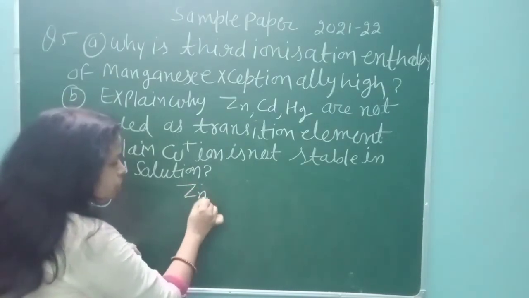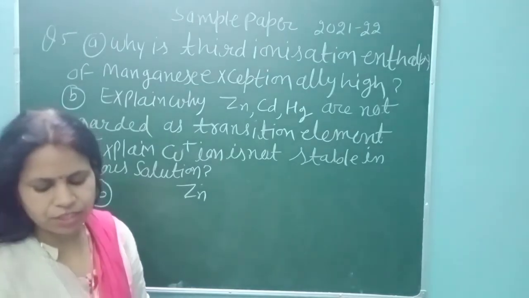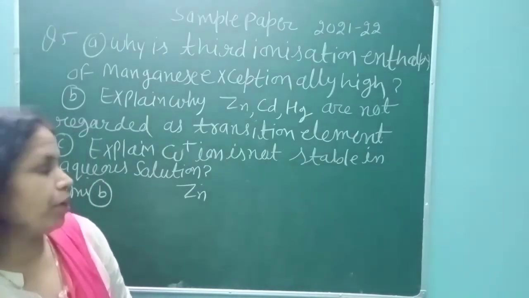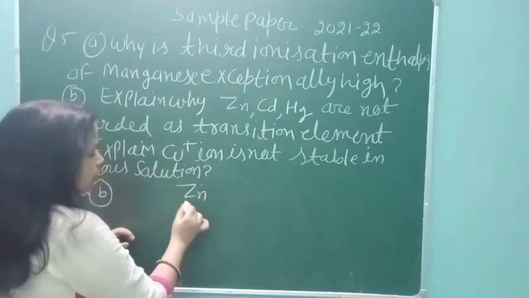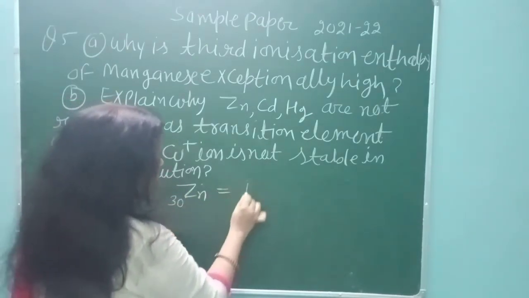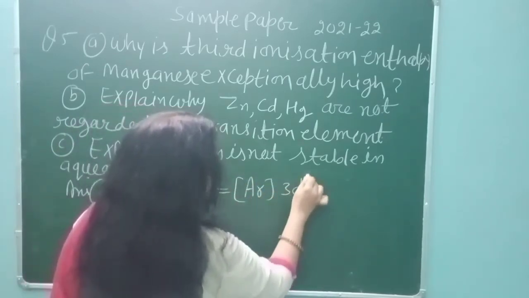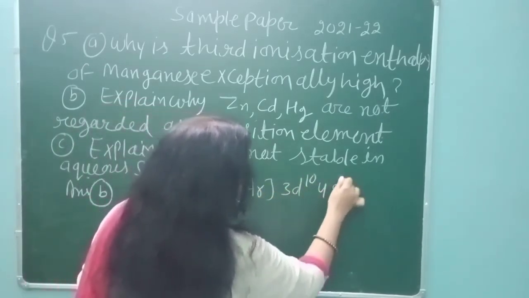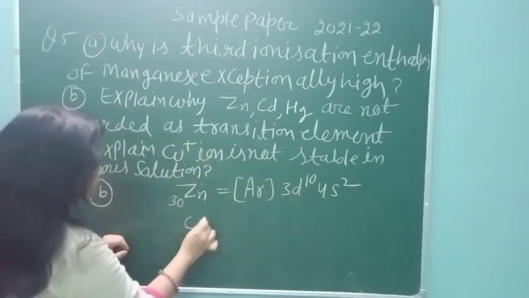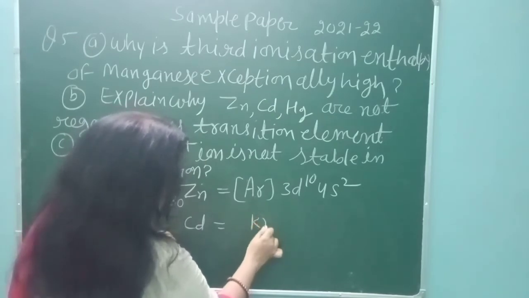Zinc is from the 3d series, cadmium from the 4d series, and Hg from the 5d series. Zinc's atomic number, do you know what it is? 30. Argon 3d10 4s2. What is the cadmium? Zinc, cadmium, Hg. Argon के बाद बेटा क्या आता है? क्रिप्टॉन.